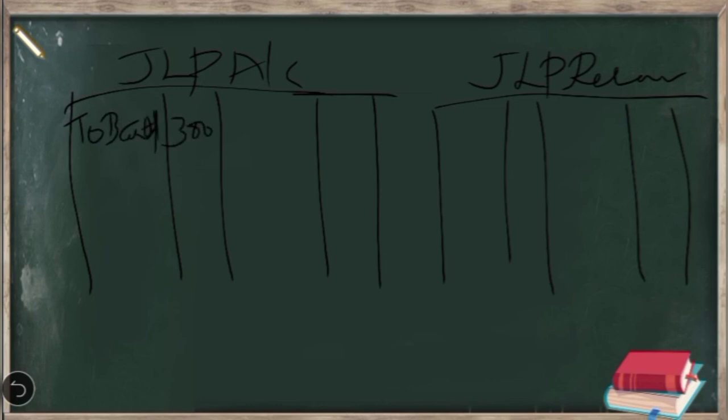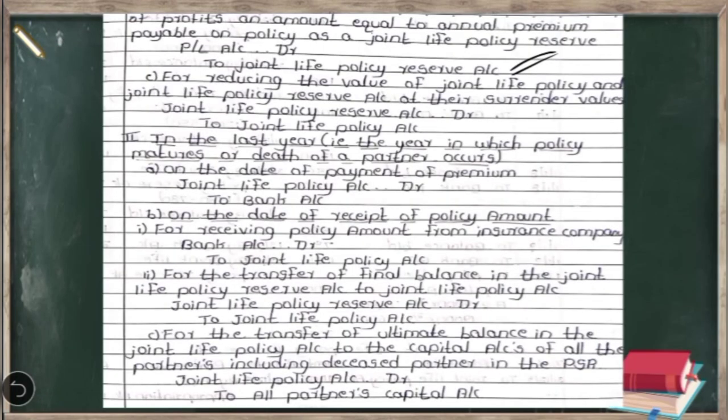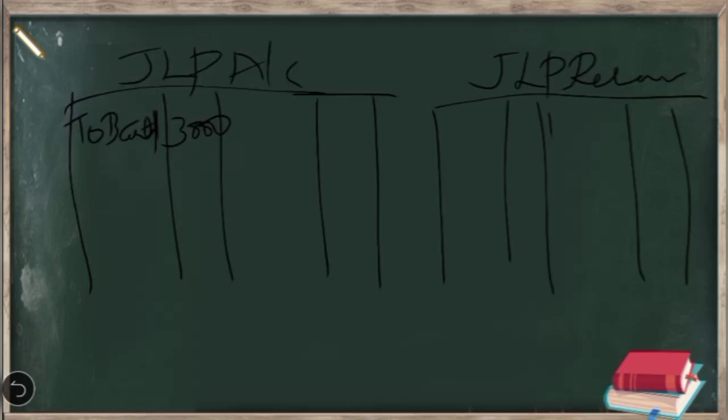Amount is 3000. Okay, so here the second entry will be passed for keeping aside at the end of the year an amount equal to annual premium. What is the entry we need to pass here? Profit and loss account debit to joint life policy reserve account. So in the joint life policy reserve account, we have to write by profit and loss account. What is the amount you have to write here? 3000.